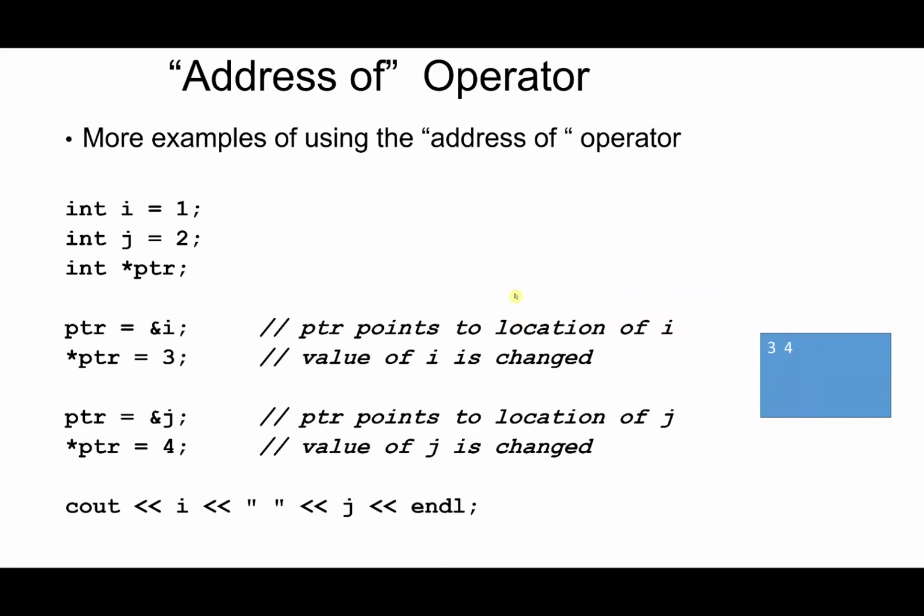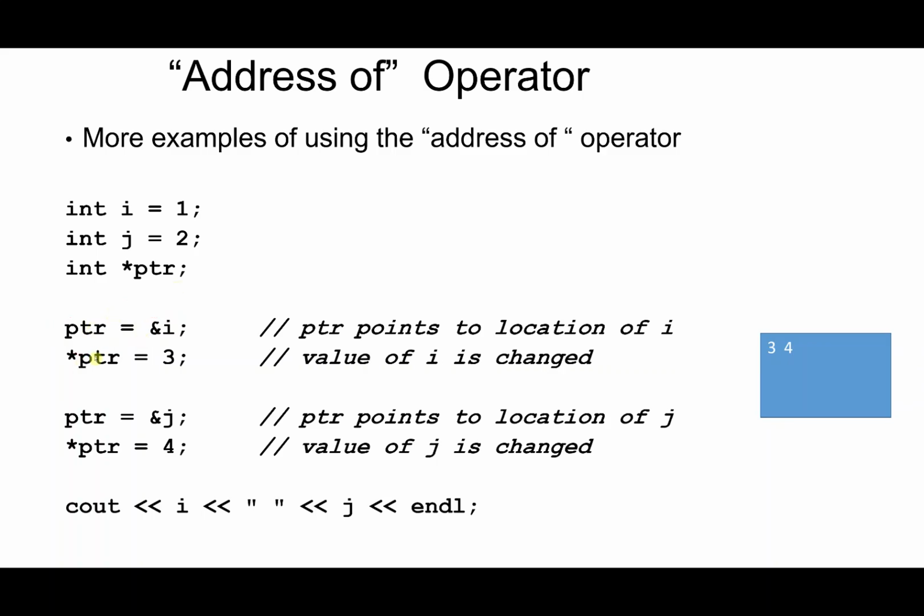Okay, so the address-of operator. More examples of using the address-of operator. So int i equal 1, int j equal 2, int *ptr, so we are creating a pointer, and then we are saying ptr is pointing at i. And remember, when you point a pointer to a variable, you do not have the asterisk. So we just say ptr equal address of i, and you must have the address-of operator. It's not like reference variables.